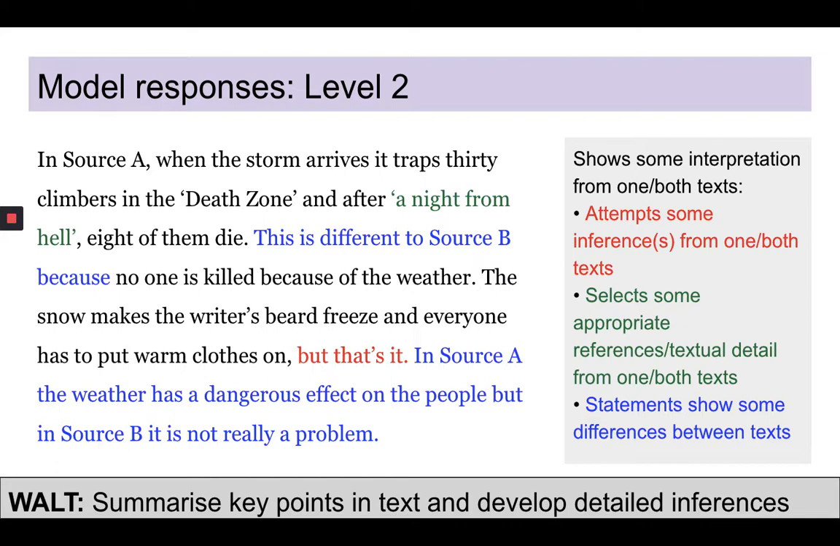Okay, that should be a bit green. That's a reference to the text. But that's it. This red bit is the only level of inference that this response gives. Everything else is explicit. Okay, source A says this, source B says that. Source A says this, source B says that. Okay.